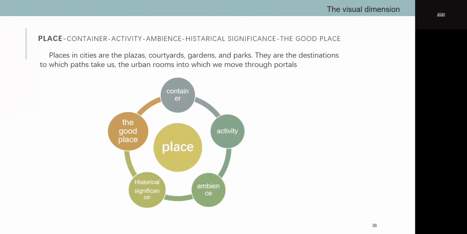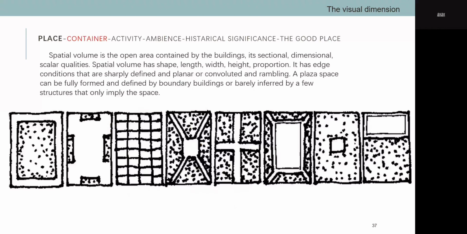Spatial volume is the open area contained by the buildings. In its sectional, dimensional, and scalar qualities, the spatial volume has shape, length, width, and proportion. It has edge conditions that are sharply defined and planar, or convoluted and rambling.